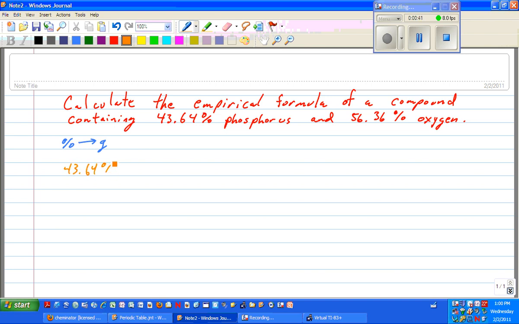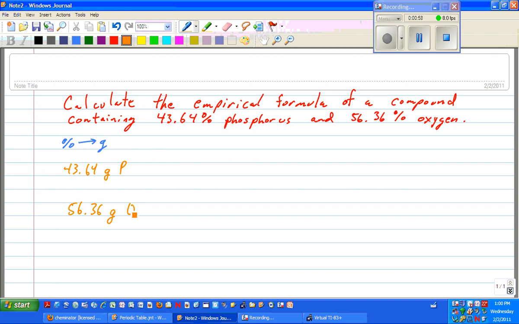43.64% becomes grams of phosphorus, and 56.36% becomes grams of oxygen.